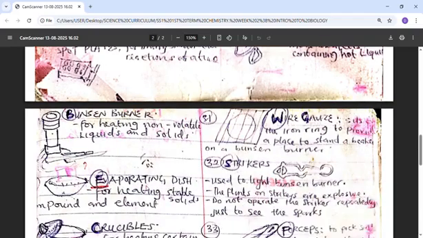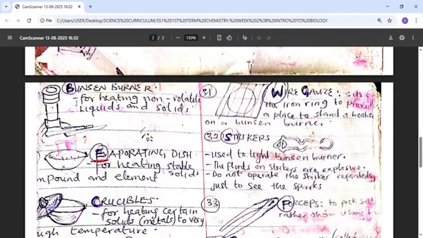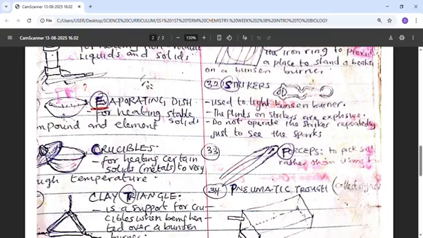Then we also have Bunsen burner. This one is for heating non-volatile liquids and solids. It brings fire once you connect it to the fire source. Then evaporating dish, which you use for heating stable compounds and element solids. So maybe you put salt and water, you evaporate the water, you get your salt.